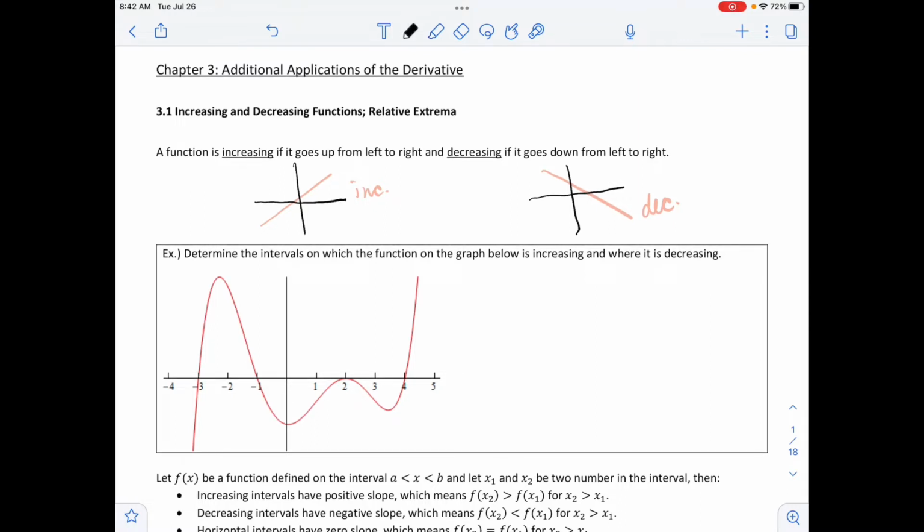The example right below says determine the intervals on which the function of the graph below is increasing and where it's decreasing. So again, remember that for intervals we need to use our x values. And also we need to determine where it's increasing and where it's decreasing. So this first part of our graph is rising from left to right, so it is increasing. The second one is falling, so that would be decreasing. The next part increases. The next part decreases. And that last one is increasing.